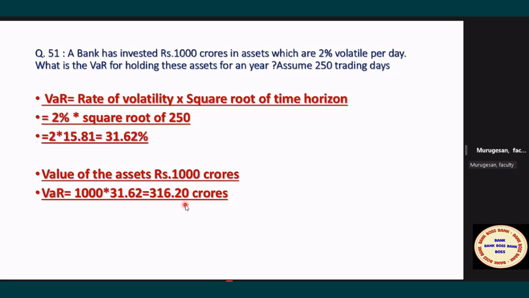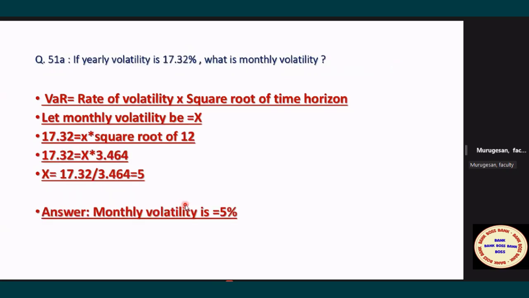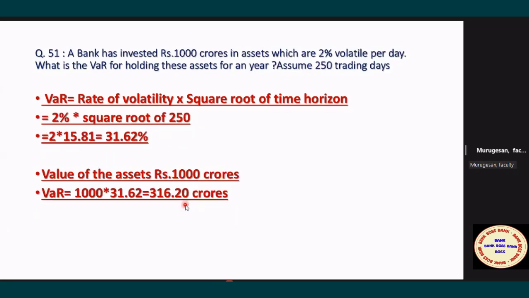The big question they will not give you, because you have to calculate within 1 minute. So the answer is VaR is 316. Sometimes they will ask what is the capital needed. Capital needed means 9% of the loss. Always capital has to be provided for the likely loss.